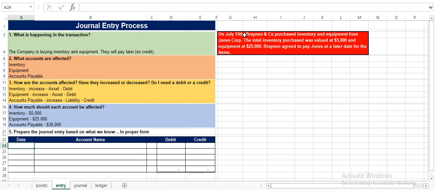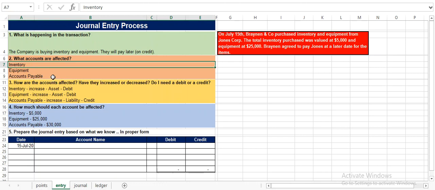It says on July 15th, that's when they purchased the inventory and the equipment on credit. And so therefore, the transaction date is going to be July 15th, 2020. Why? Because that's the date when we now have this inventory and when we agreed to pay Jones back. We came into an agreement for this liability. And so, July 15th, 2020. Account name, we can take that from the second one. So we have 3 accounts: inventory, equipment, and accounts payable.